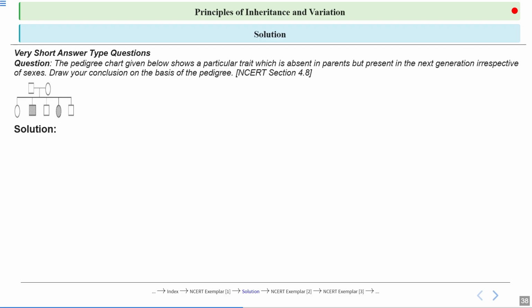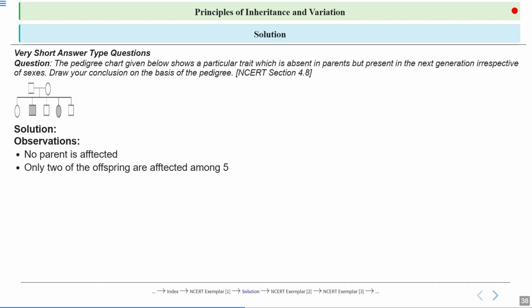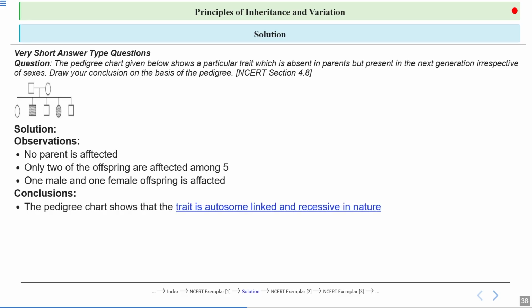So what is the answer here? You can see no parents are affected. Only 2 of the offspring are affected among 5 offspring. 1 male and 1 female offspring is affected. What is the conclusion then? So we conclude that this trait is showing autosomal recessive inheritance pattern.